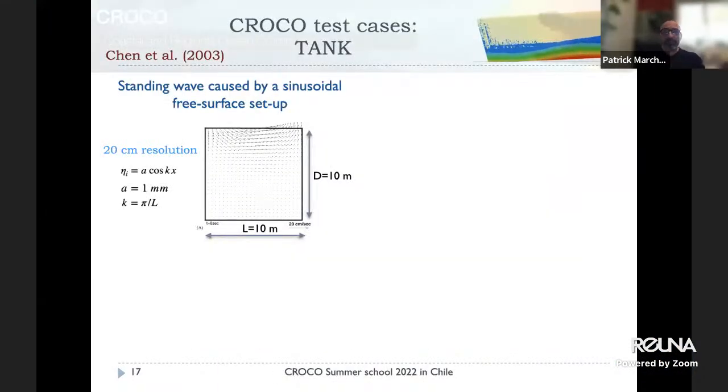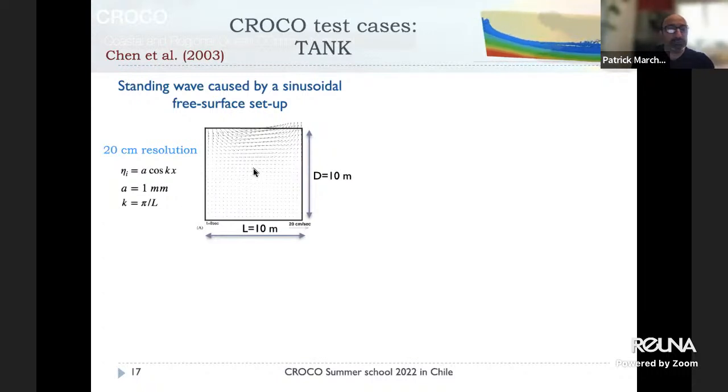All right. The first case is the tank. It's a sloshing wave case that I talked about before. So the tank is being tilted, and we generate a standing wave that is the addition of a propagation in one direction and the other.